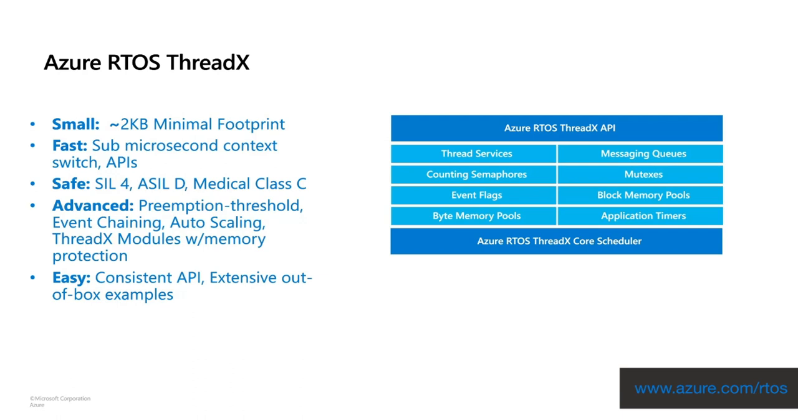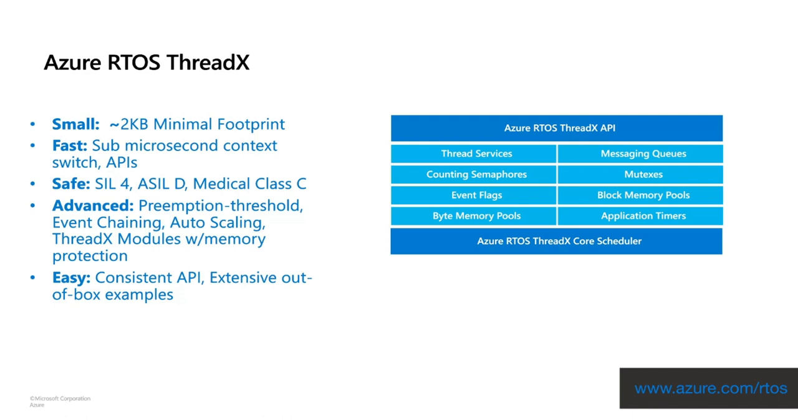These include preemption threshold, which is kind of like a two-priority system, where threads have a priority when they're scheduled, and then they have another priority once they're scheduled. And you can use this to reduce context switches. There's even academic research that shows how you can use preemption threshold to guarantee schedulability within a set of threads. Anyway, it's kind of a neat little technology that is unique to ThreadX. We also have event chaining.